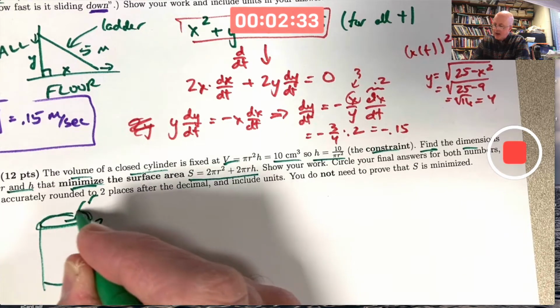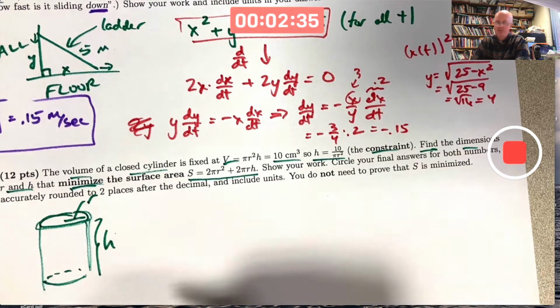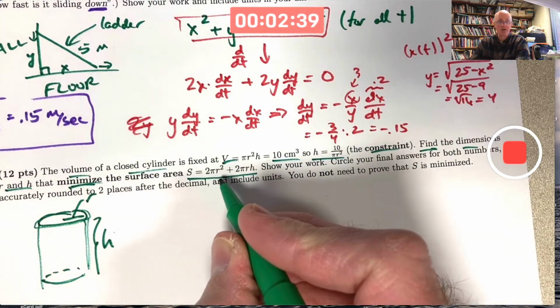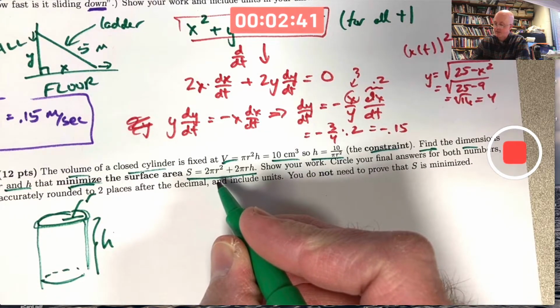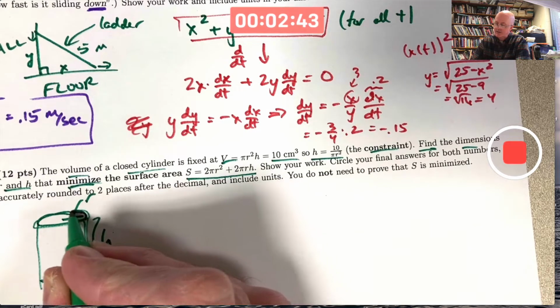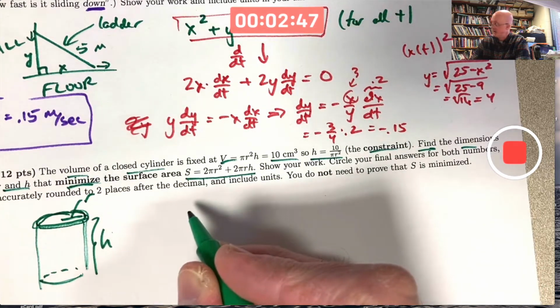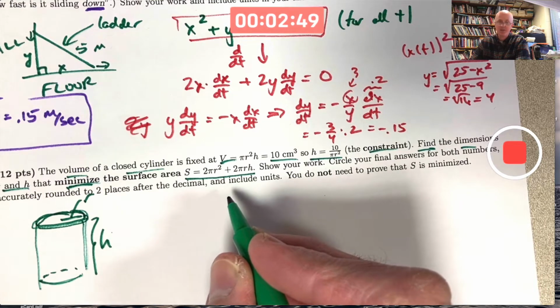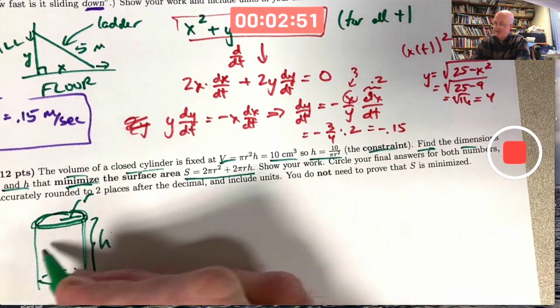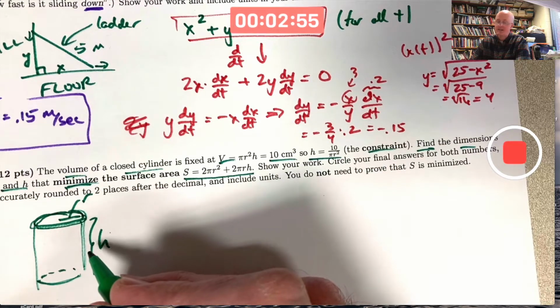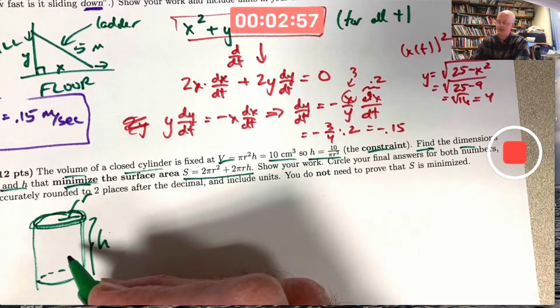The top and the bottom of the cylinder are circles, each with area pi r squared, and there's 2 of them, so that's 2 pi r squared for the surface area of the top and the bottom. The circumference of the circle at the top or the bottom is 2 pi r. If that gets multiplied by h, then that is going to be the surface area of the sides of the cylinder.